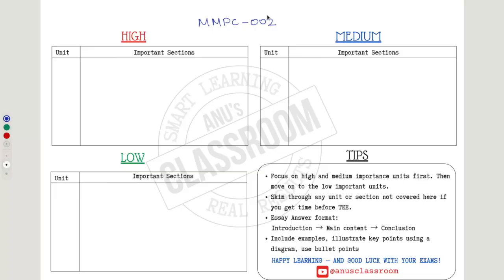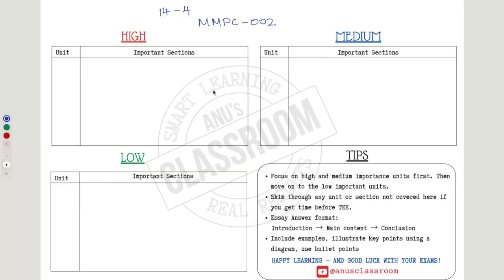MBA career, right? So this particular course has 14 units and they are divided into four blocks. But when it comes to thinking about those 14 units or those four blocks from a term end examination perspective, not all of these units or even the sections within these units carry the same weightage. Okay, so in this video, I will walk you through the most important units and sections of MMPC2 so that you can focus your efforts where they matter the most.